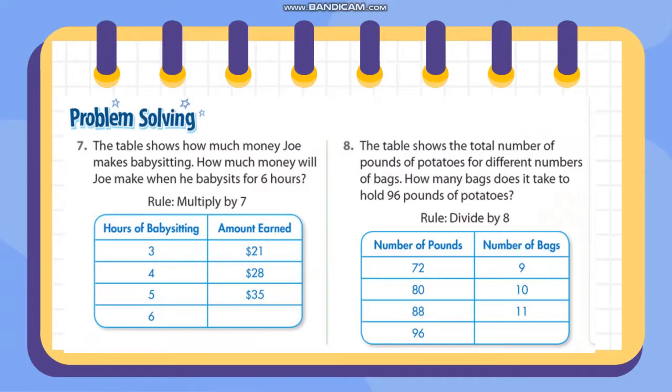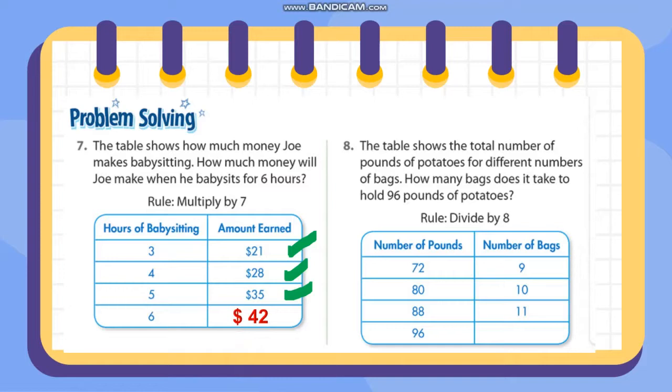Now, let's analyze this problem. The table shows how much money Joe makes babysitting. How much money will Joe make when he babysits for 6 hours? So the rule is multiply by 7. So if we're going to complete this table applying the rule, 3 multiplied by 7 is $21. 4 multiplied by 7 is $28. 5 multiplied by 7 is $35. So 6 multiplied by 7, to complete the table, that is equivalent to $42.